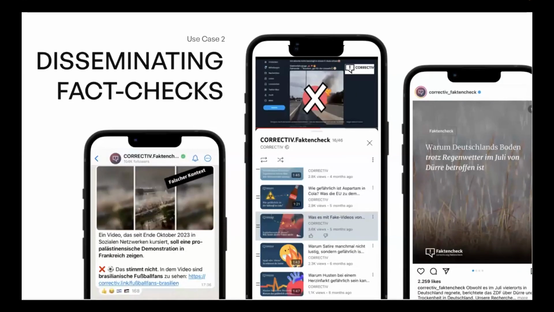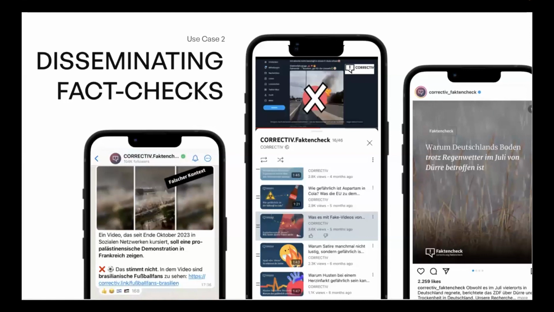All our 3 newsrooms have experience with fact-checking and providing fact-check articles to our audience. India Today and CORRECTIV are both signatories to the IFCN standard, the International Fact-Checking Network. And fact-checking in general faces challenges of its own, because we're always looking at ways to get the fact checks to those people who are particularly vulnerable to disinformation.